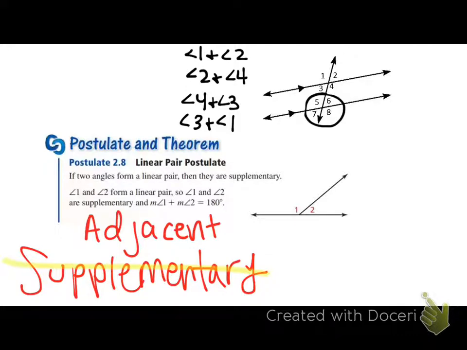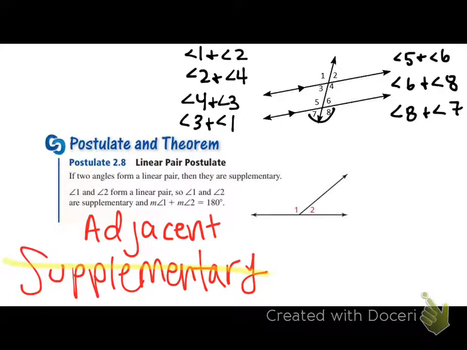In the bottom section, some of them are also a linear pair. There's a lot of linear pairs. What is 5 a linear pair with? 6. So 5 and 6. What is 6 also a linear pair with? 8. 8 is also a linear pair with 7. And then 7 and 5.